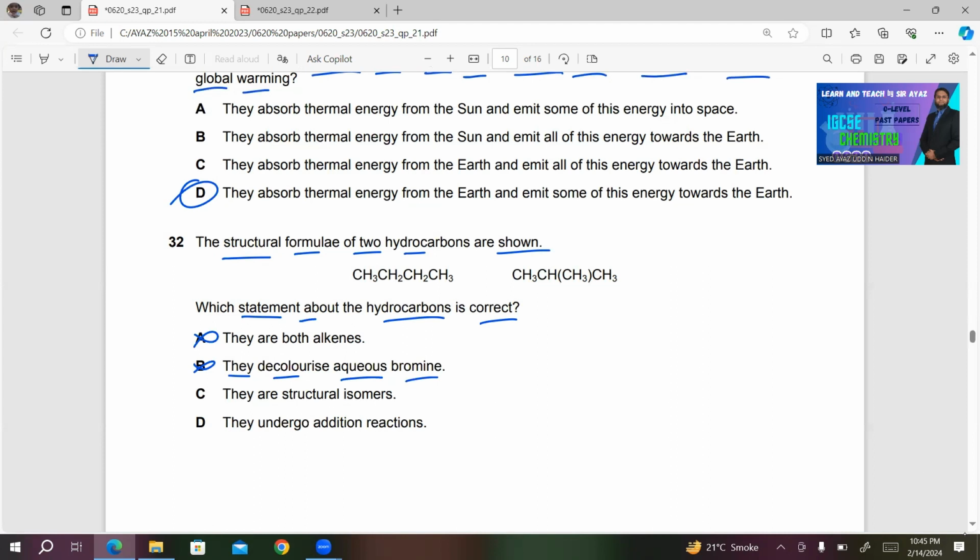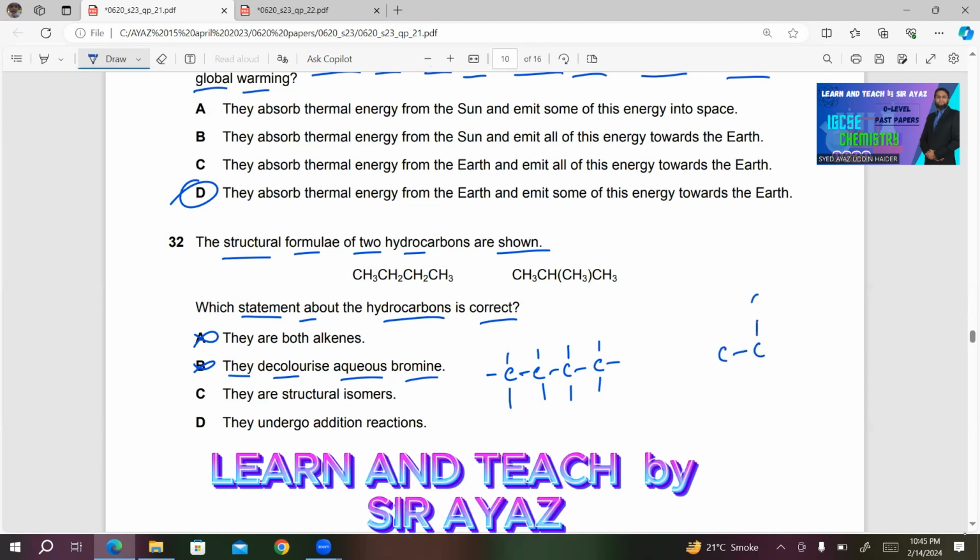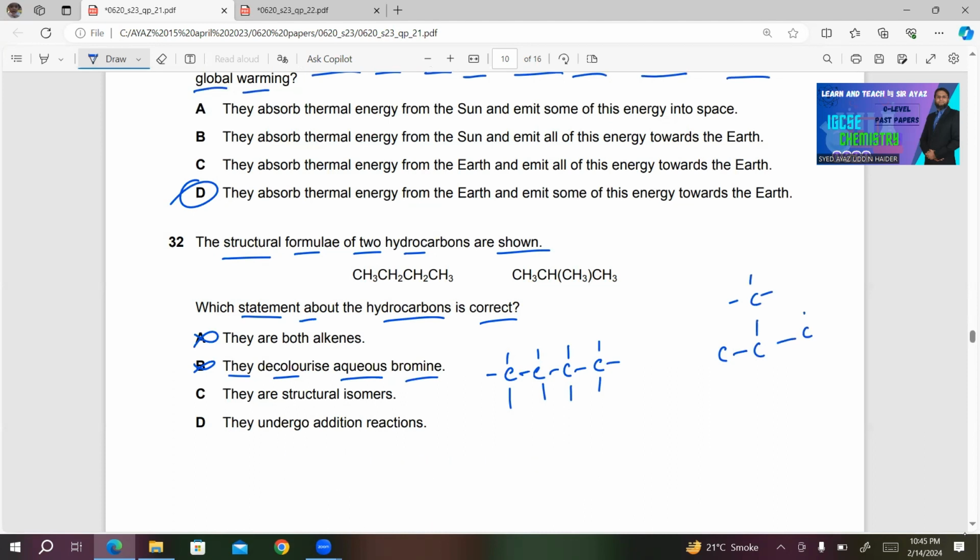If you draw the displayed formula for this one, I am writing for your convenience. First one, we have 4 carbons, 2, 3, 4. You can see we don't have any carbon-carbon double bond here, so it will not decolorize aqueous bromine. I will draw the other structure also. I am not showing the hydrogen atoms. The bonds are of hydrogen atoms. So both of these don't have any carbon-carbon double bond, so they don't decolorize aqueous bromine.